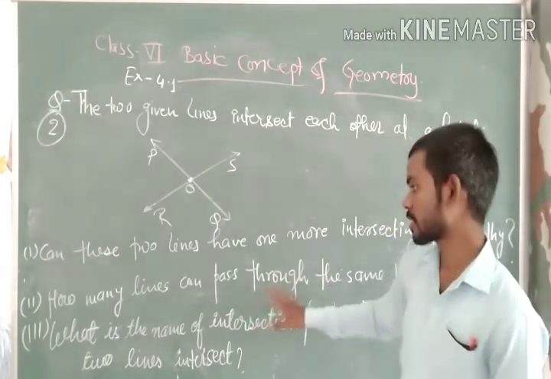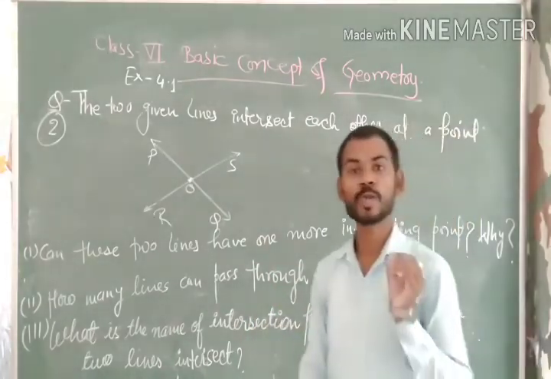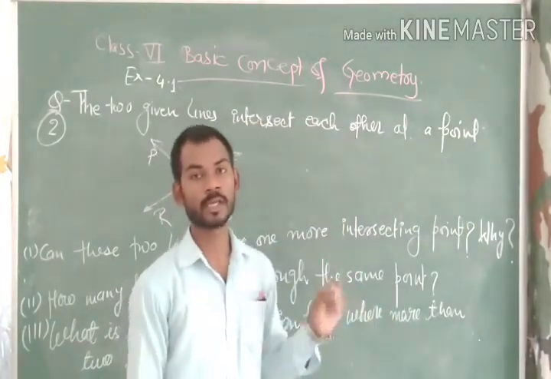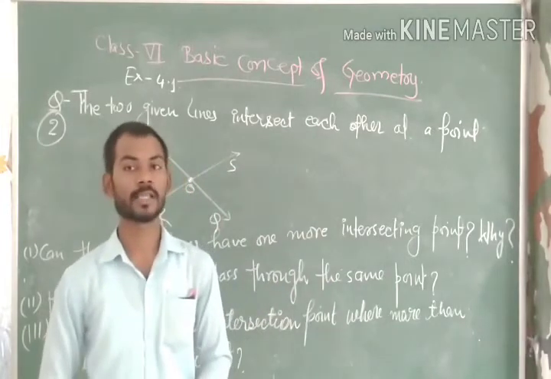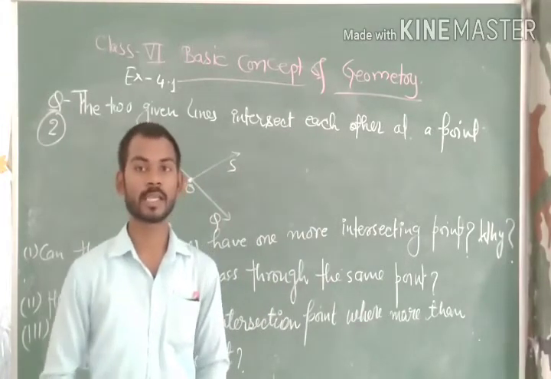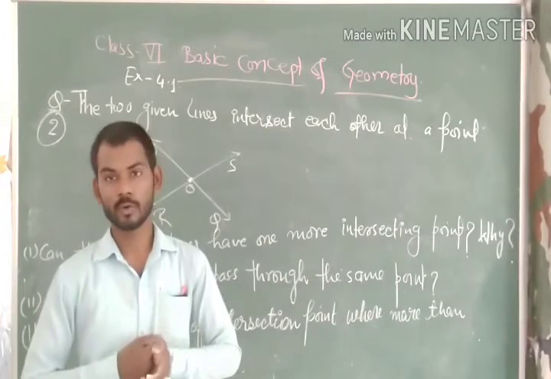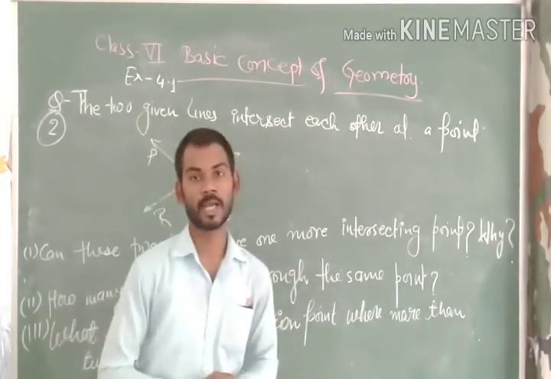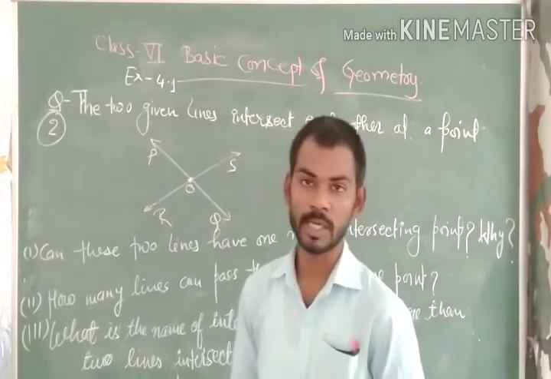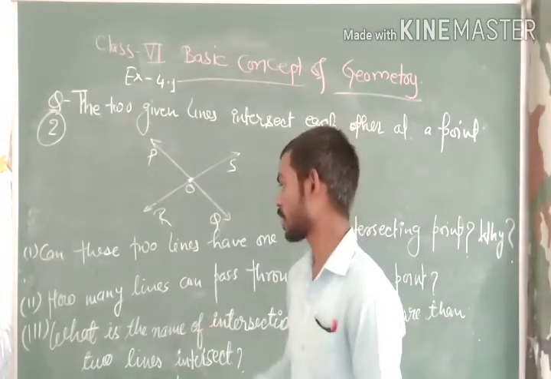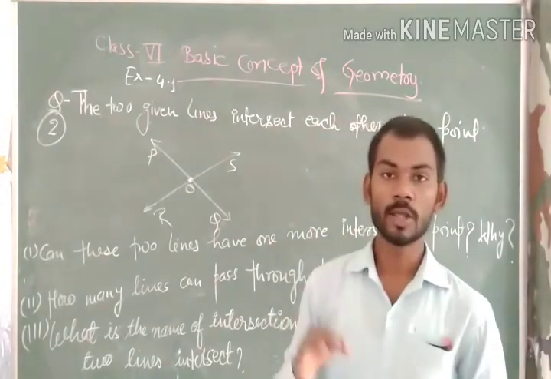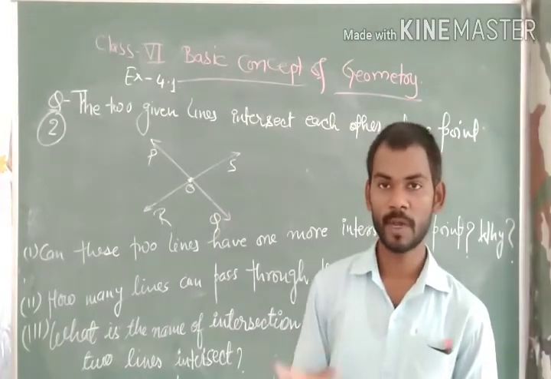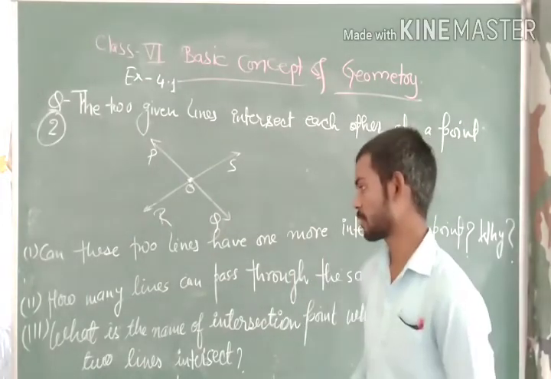So the answer of the second question is innumerable lines can be passed through the point O. Or you can say that any number of lines can be passed through the point O. Or you can also say that an infinite number of lines can be passed through the same point, that is O. So the answer of the second question is innumerable, or any number of lines, or infinite. You can write any one of them.